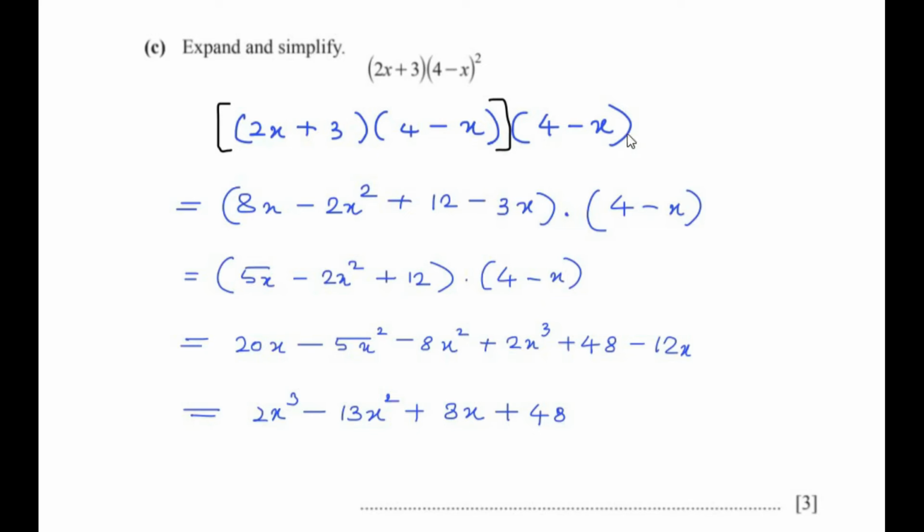Now this thing multiplies with 4 minus x. Now next, gather the like terms from this bracket. So 8x minus 3x gives us 5x minus 2x square plus 12. Now this multiplies with 4 minus x.